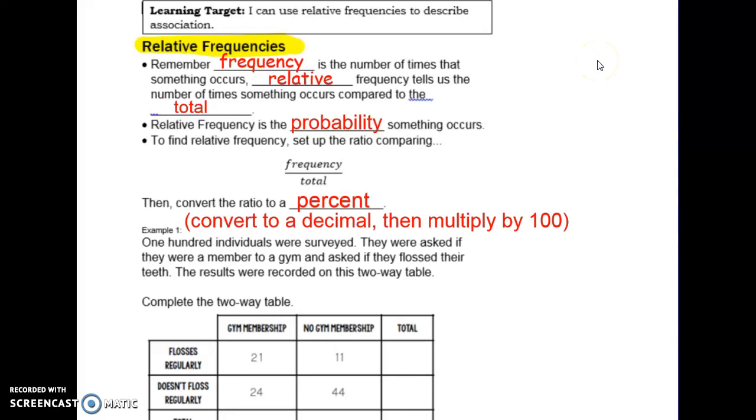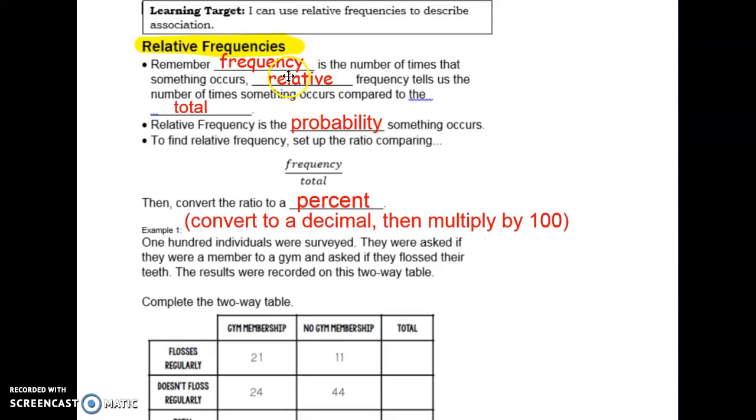Okay, ladies and gentlemen, today we are working on the last section in this unit. It is, I believe, Unit 8, Section 6, so it should say 8.6 at the top of your note sheet. Let's see, so relative frequencies. If you remember, frequency is the number of times that something occurred, and we already looked at two-way tables to see that we could organize our data and answer questions about that information.